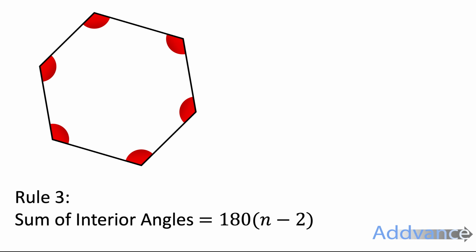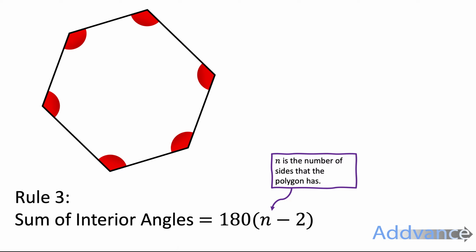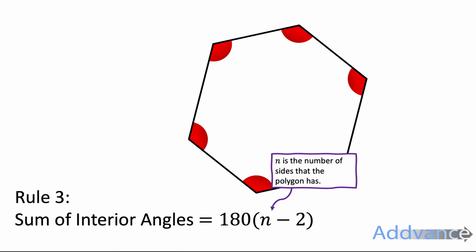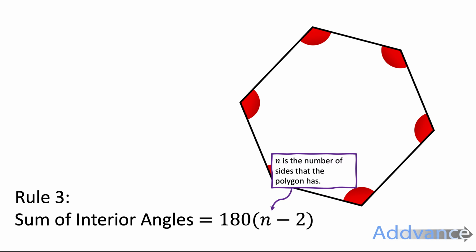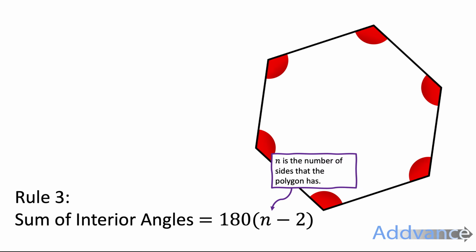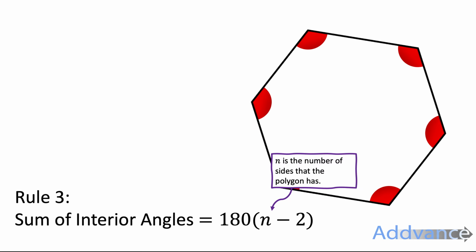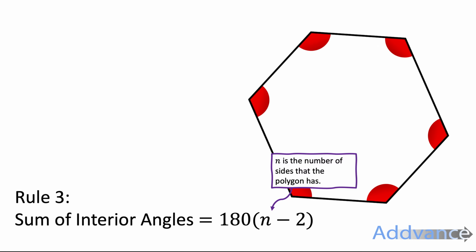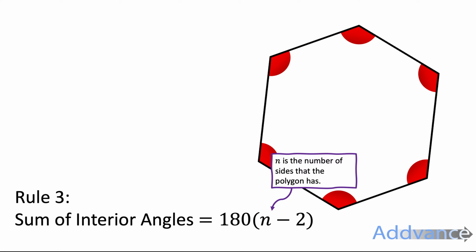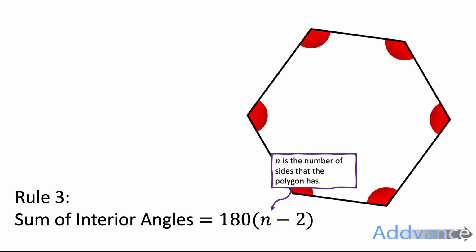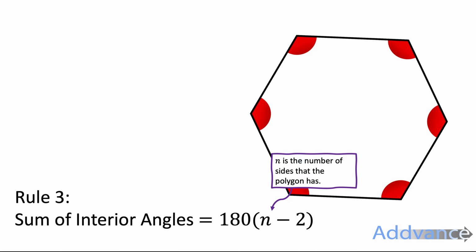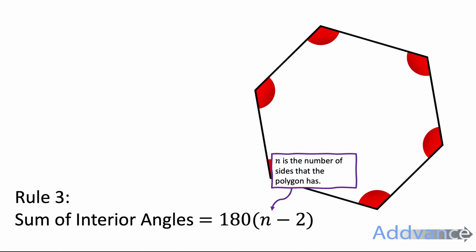And finally, our third rule is that the sum of interior angles of any polygon is equal to 180 times (n minus 2). n is what we use to represent the number of sides or the number of angles a shape has. For example, a hexagon has 6 sides, so n is 6. Those are our 3 rules, and we're going to use those in today's examples.